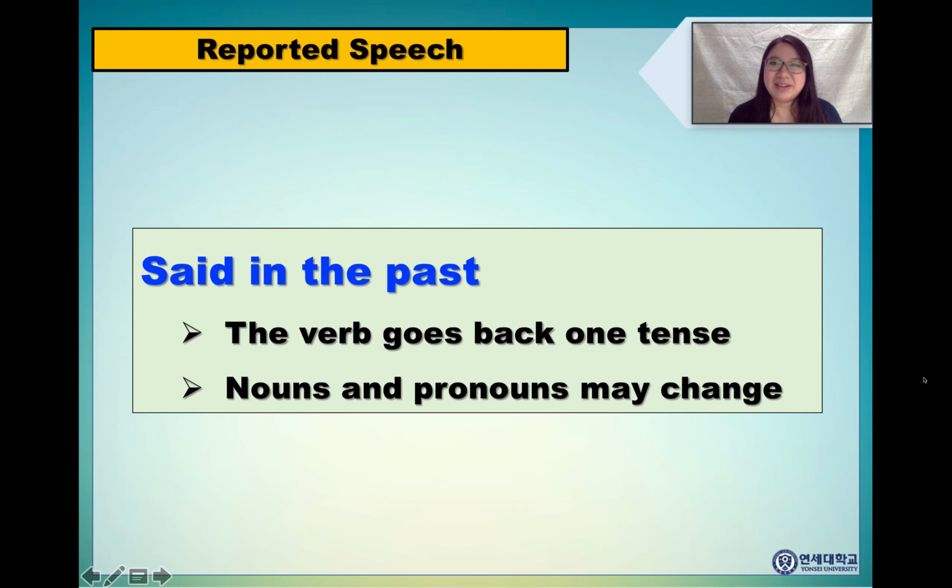But what about if the quote was said in the past, maybe last week or yesterday or last year? If it was said in the past, the verb goes back one tense, and the nouns and pronouns may change. So now we're showing a little more distance between now and the reported speech.